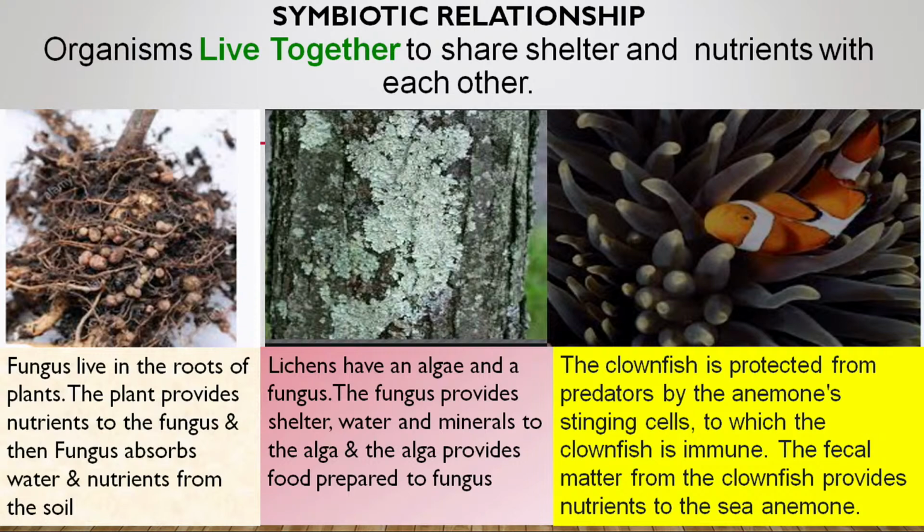Okay. The third one is lichens. If you see many of the trees and damp areas, you find this white and green mass-like structure over the surfaces. Now these lichens have an alga and fungus in association with each other. The fungus provides shelter, water and minerals to the alga, and the alga provides food prepared by it to the fungus. So alga gives food to fungus, fungus gives some nutrients to the alga. That is how they live very happily with each other.